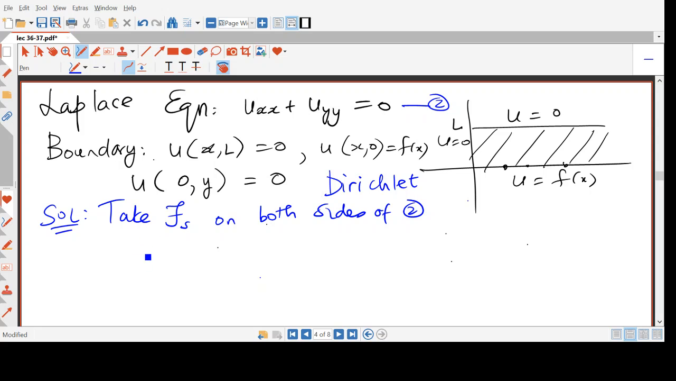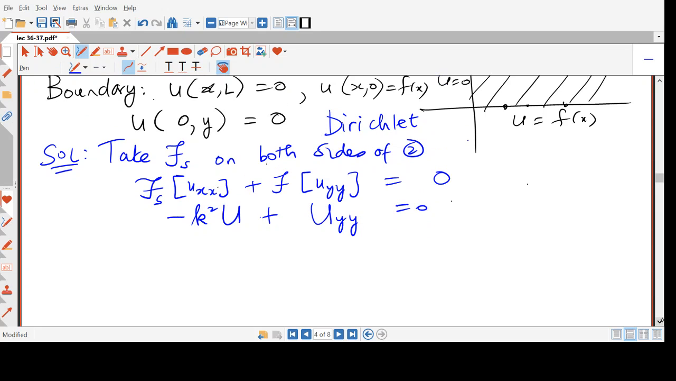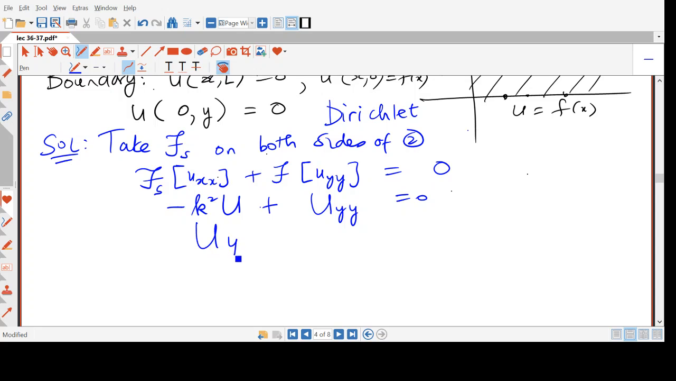So you get the Fourier sine transform of u_xx plus the Fourier transform of u_yy equals naught. So u_xx is minus k squared capital U, if you recall. This is capital U_yy equals naught. And we now have a second order differential equation, U_yy minus k squared U equals naught.